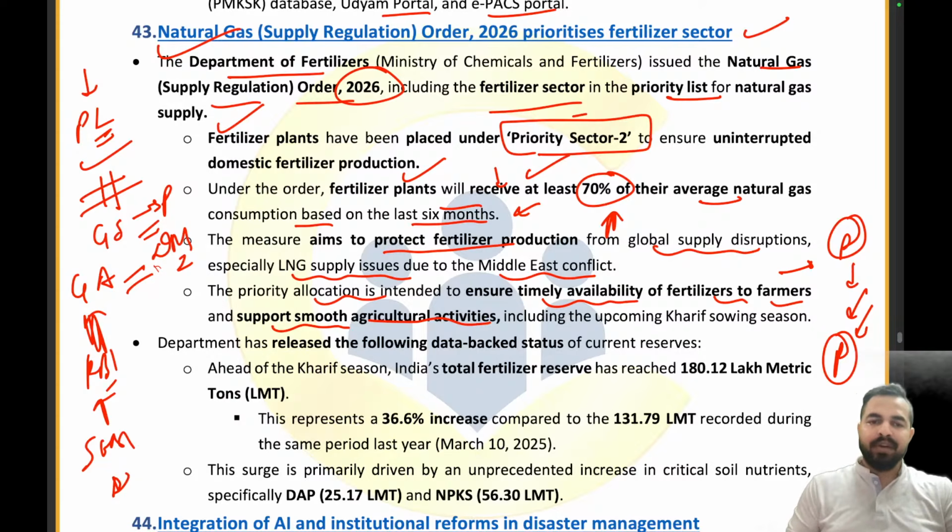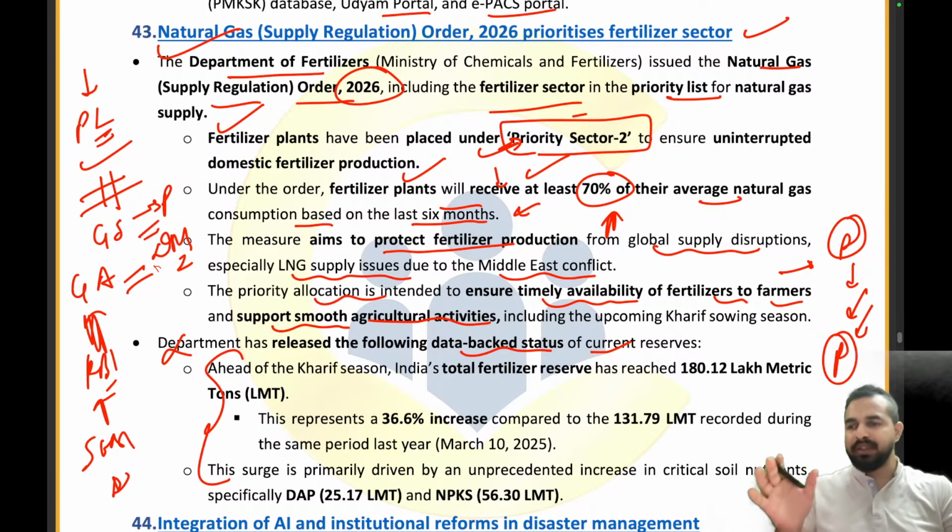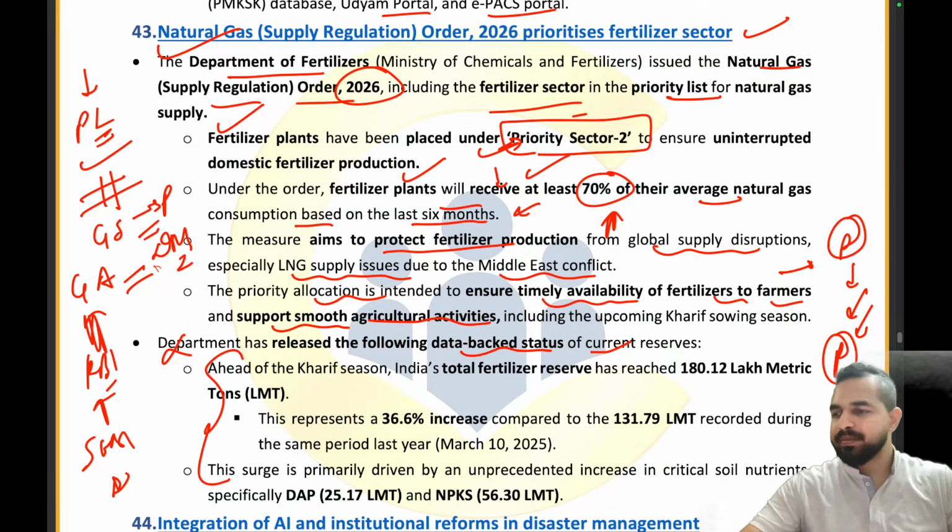The department has released the data-backed status of the current reserves. This is not that important for now, my dear friends. Only this part you are required to cover: under which priority list the fertilizer plants have been placed under these rules. Clear, everyone? Are you able to understand it?